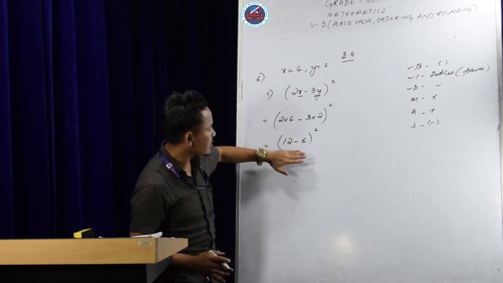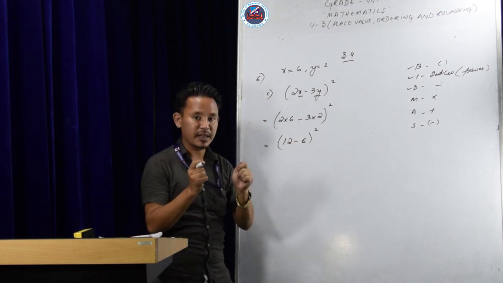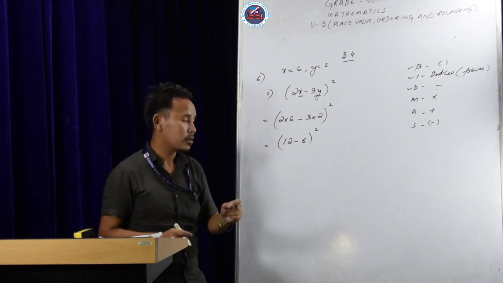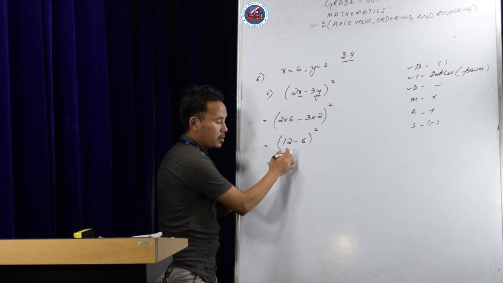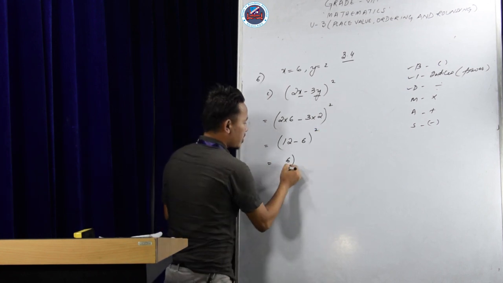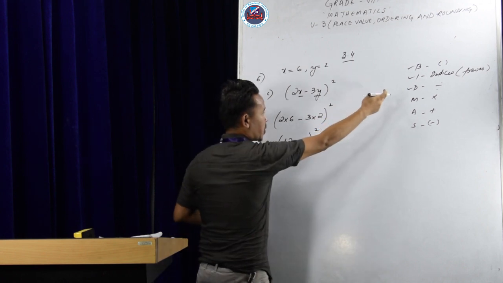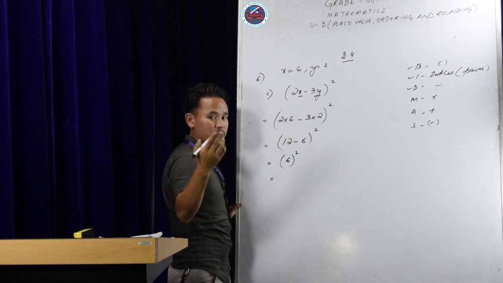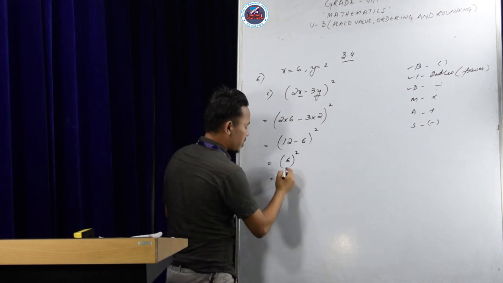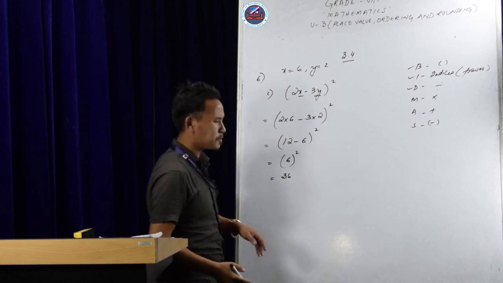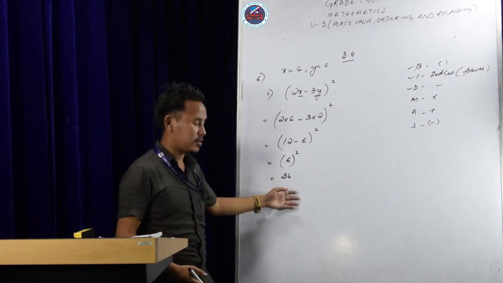Now, since 12 minus 6 is still under the bracket, first we need to simplify it and make it simpler. So from 12, 6 gone, then 6 remains, followed by the power. The next one we have is indices, that is the power. The square of 6 gives us 36.